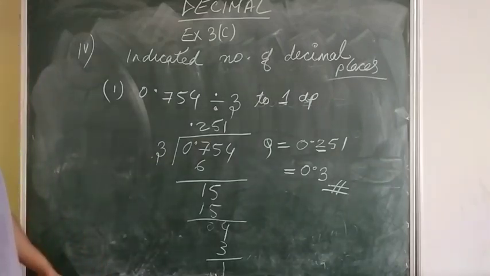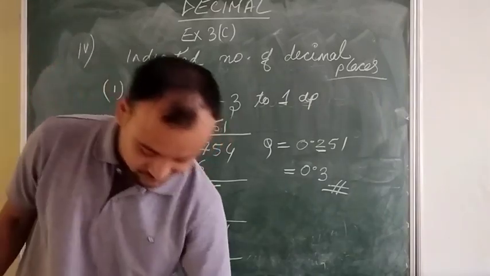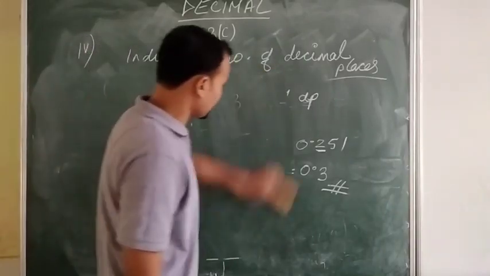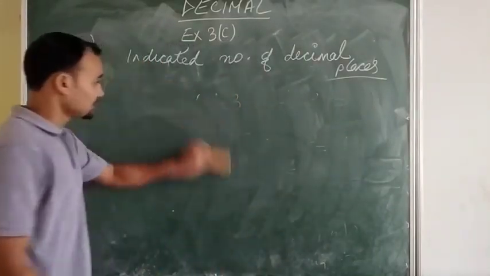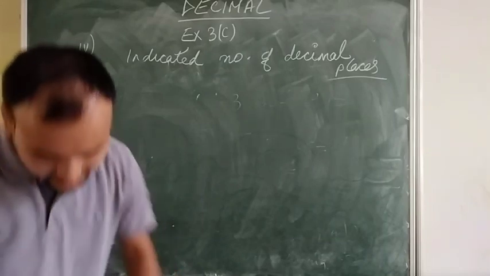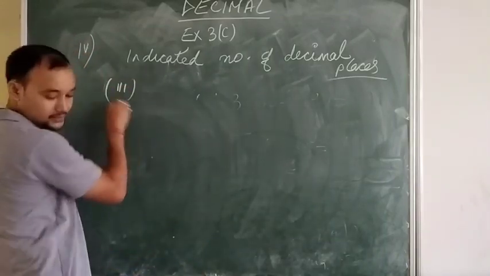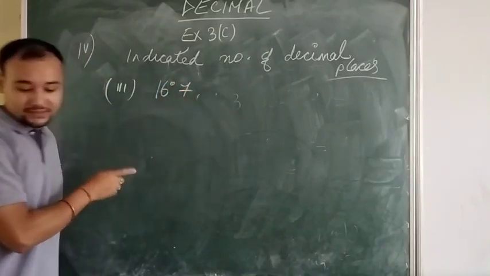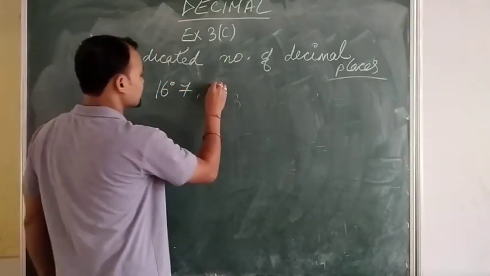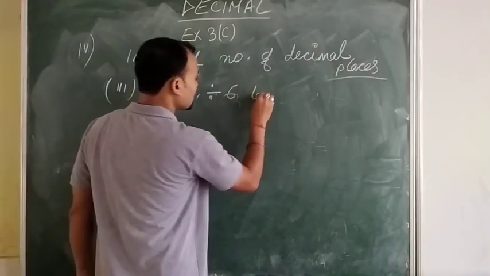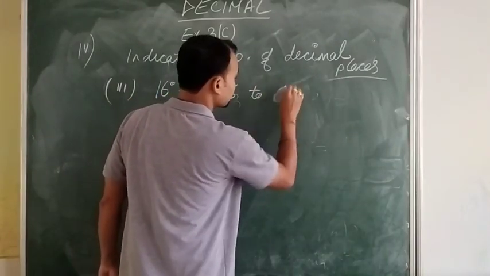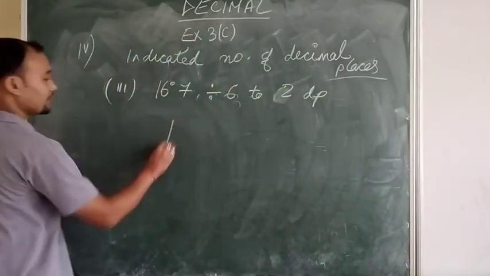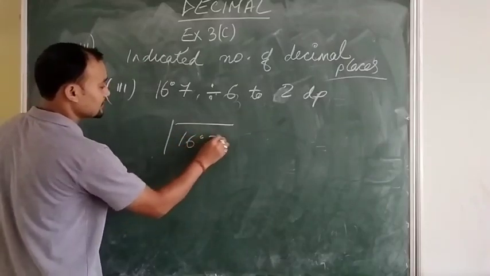Okay, students. Now come to question number 3. Question number 3 seems to be big, but we'll figure it out very soon. They are asking for 2 decimal points. Question number 3 asks 16.7 divided by 6, up to 2 decimal points. First, divide 16.7 by 6.